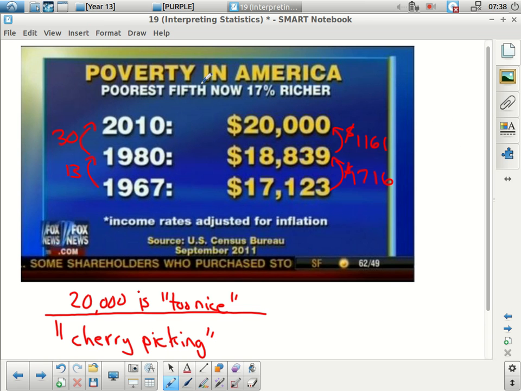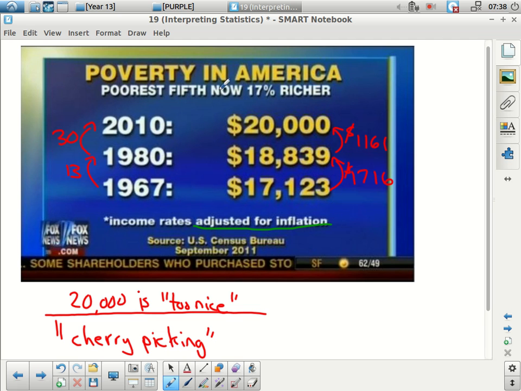Okay, this is an interesting one. Poverty in America, poorest fifth, now 17% richer. I'm going off the analysis we did last year because I have to make a video here. We looked at the first differences, right? From 1967 to 1980, in a span of 13 years, it went up $1,700. But then in a 30-year gap, it only went up $1,161. Some comments were made that it seems odd that this is exactly 20,000 when these other two are not. They did adjust for inflation, which is good.